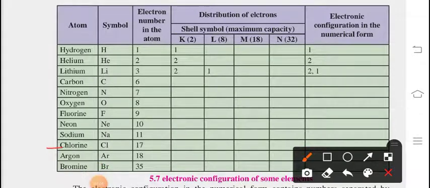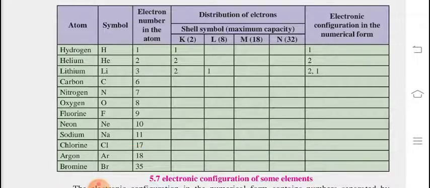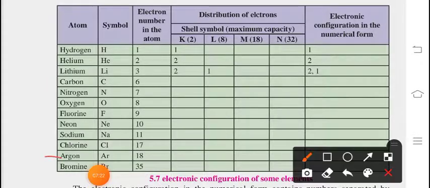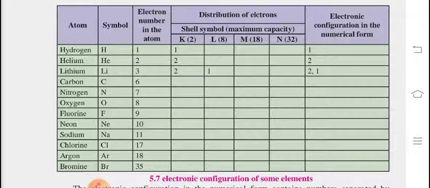Next chlorine, 17. We can write 2, 8. How many remaining? 7. So electronic configuration is 2, 8, 7. Note it down in a book. Next is argon, 2, 8, 8. Hence the electronic configuration will be 2, 8, 8.